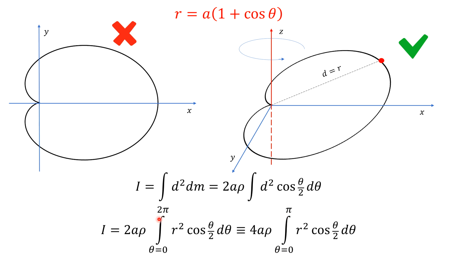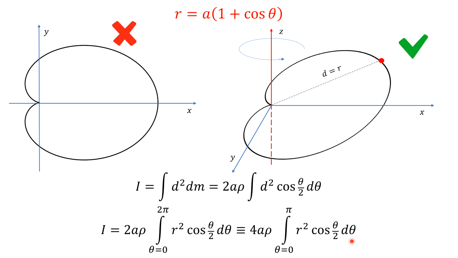Here it is very important to split this integral from 0 to 2π into two parts, because we have symmetry about the x-axis. If you don't split this integral, the moment of inertia for the first two quadrants and the moment of inertia for the third and fourth quadrants will cancel each other and we will get the answer 0. Therefore we have to take this as 2 times the integration from 0 to π. So it becomes 4aρ integration from 0 to π of r² cos(θ/2) dθ.